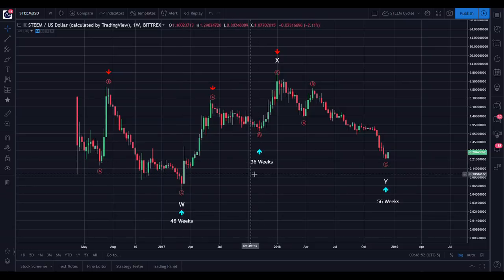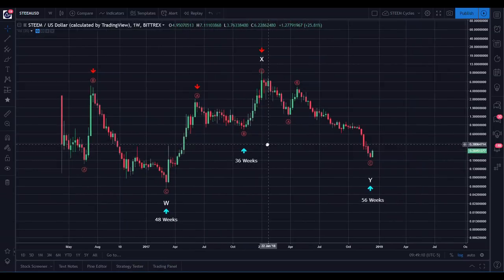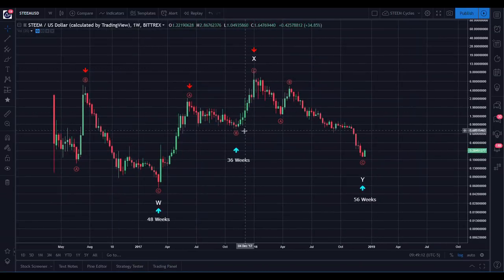The next cycle took 36 weeks. Okay, this was about midpoint, let's say, so about neutral on the peak occurrence. The cycle bottom 48 to 36 weeks is an acceptable range. Then we had another peak, left translated again, bearish, and that took 56 weeks.